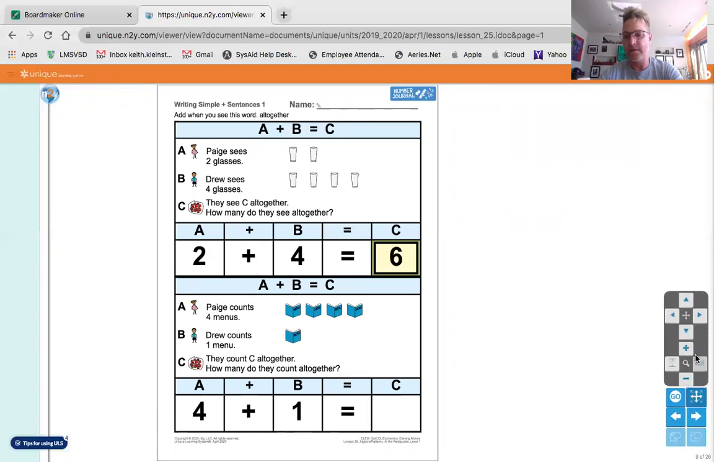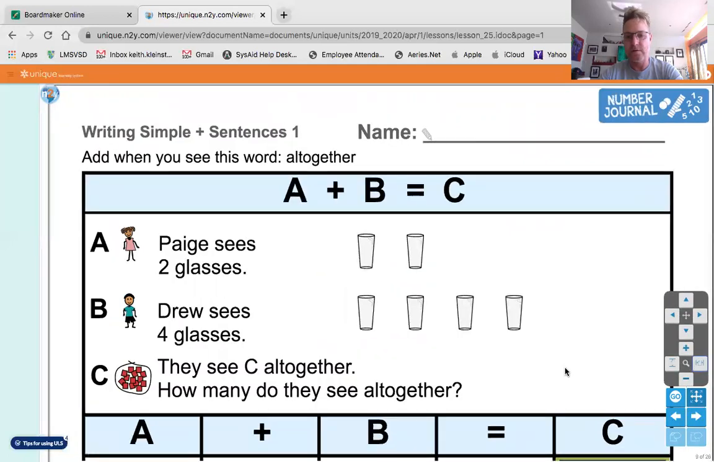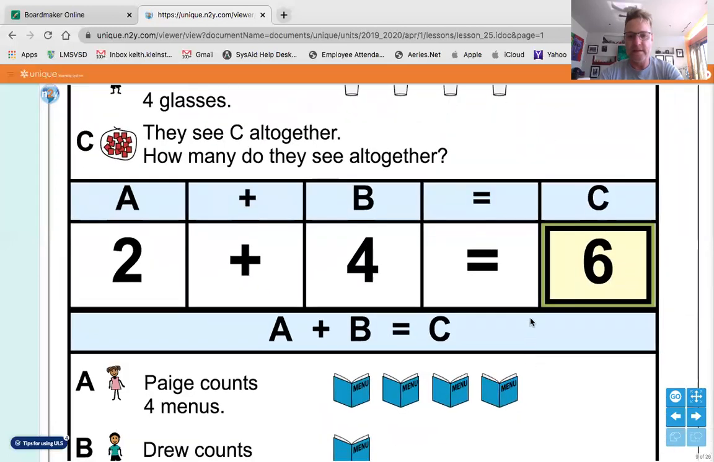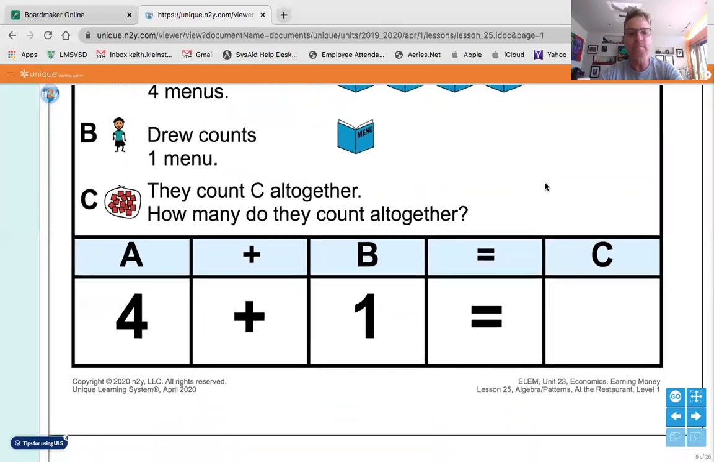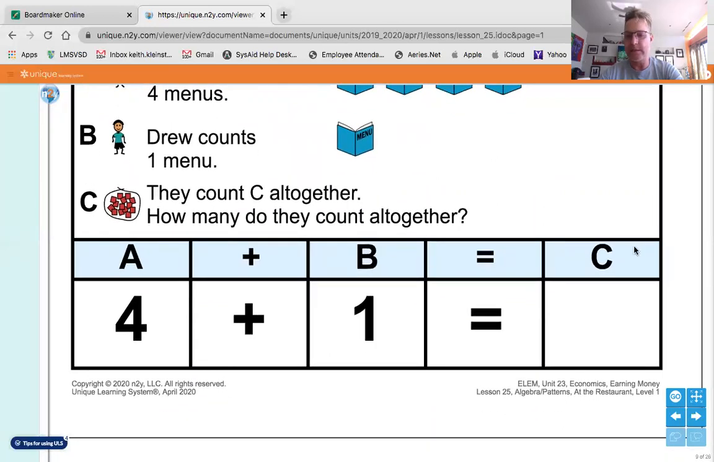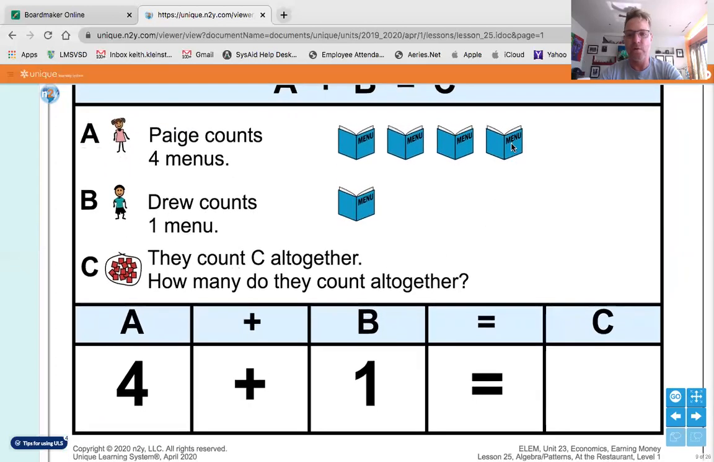Okay, let's make it bigger so we can see this a little bit better. Here we go again. A plus B equals C. Paige counts 4 menus. 1, 2, 3, 4. Drew counts 1 menu. They count C all together. How many do they count all together? A plus B equals C. 4 plus 1. So we start with the bigger number, 4. 4, count on, 5. So 4 plus 1 equals 5.